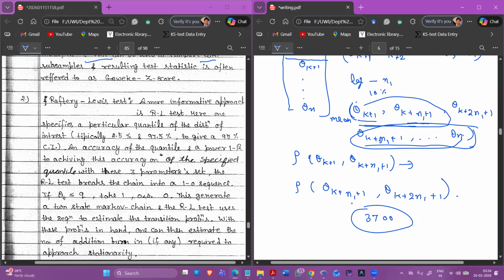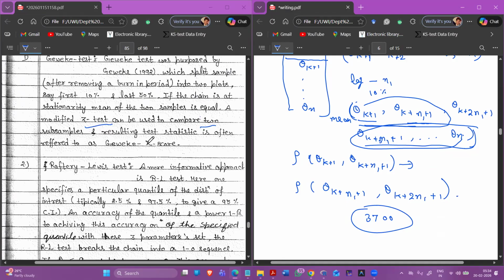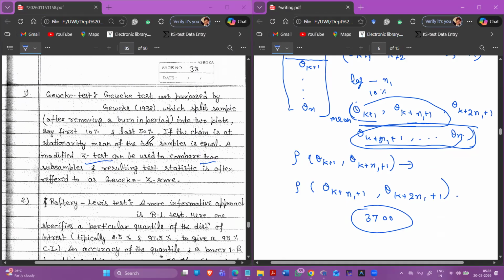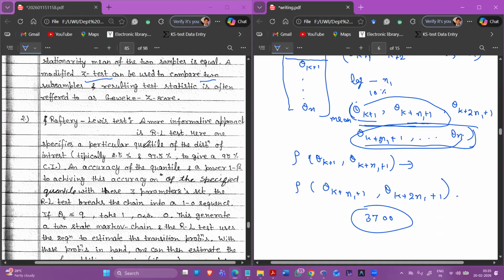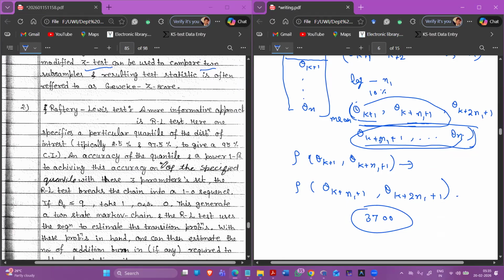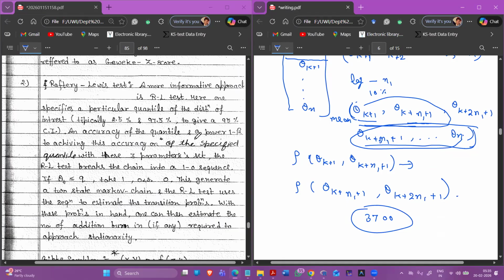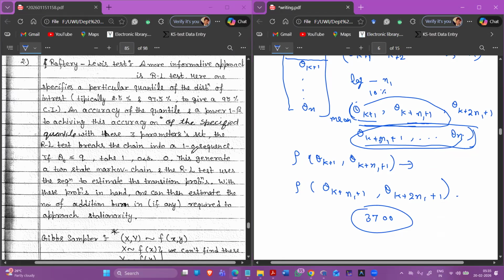But in the Geweke test, you don't need this kind of restriction. Okay. So after that, what you will do, you will take the 2.5% and the 97.5% to give a 95% confidence interval. Quantile function you are going to take, and the accuracy of the quantile and the power 1 minus beta to achieve this accuracy of the specified quantile with these three parameters set.